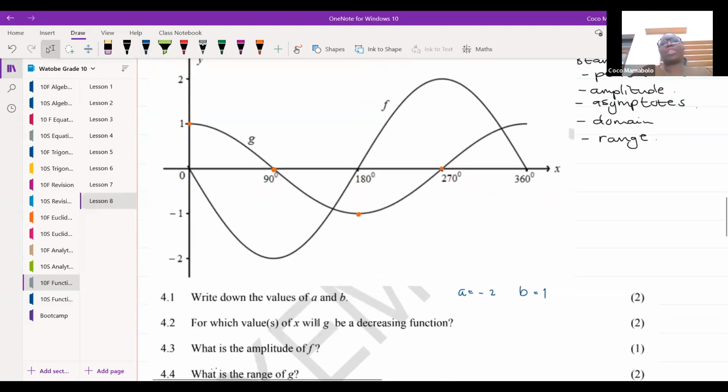All right, let's look at the next one here. It says, for which values of X will G be a decreasing function?